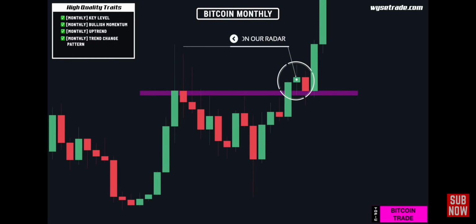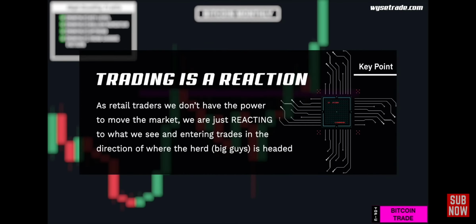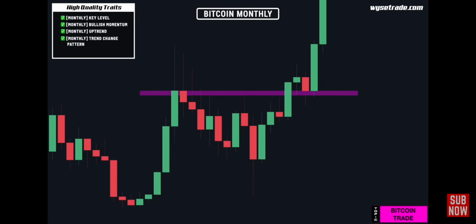This wasn't even on our radar until we saw the breakout momentum and heavy bullish presence that entered the market, which is when it entered our watch list. As retail traders, you don't have the power to move the market. You are just reacting to what you see and entering trades in the direction of where the herd and crowd is headed. That's it. So let's pull up the weekly time frame so that we can see this in more detail.